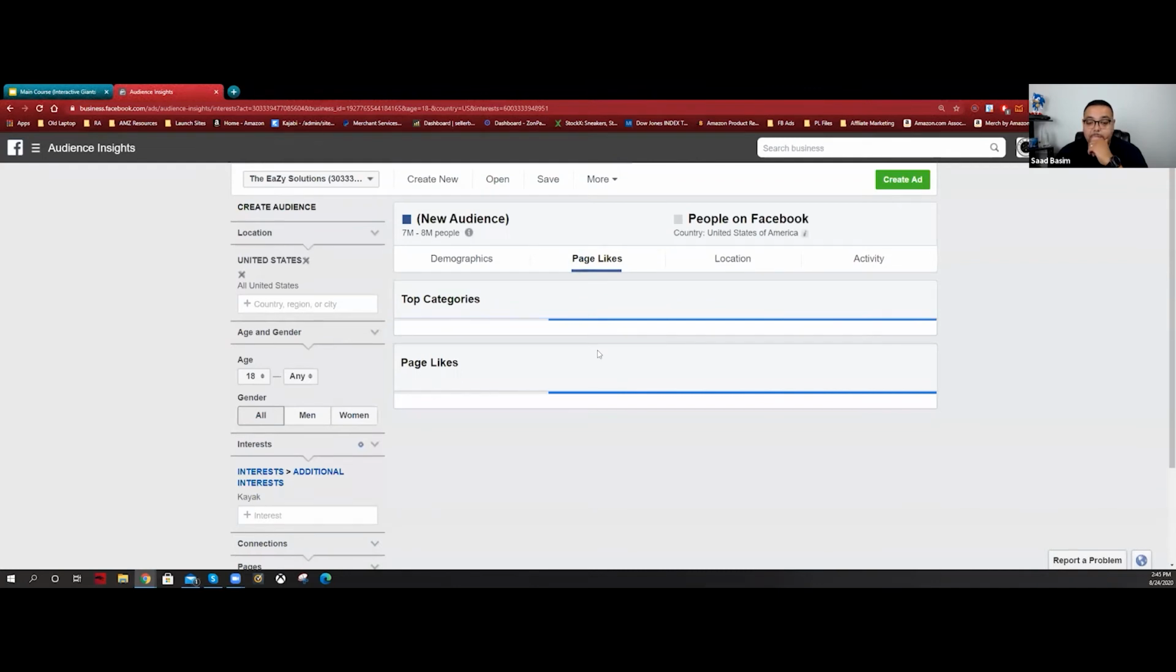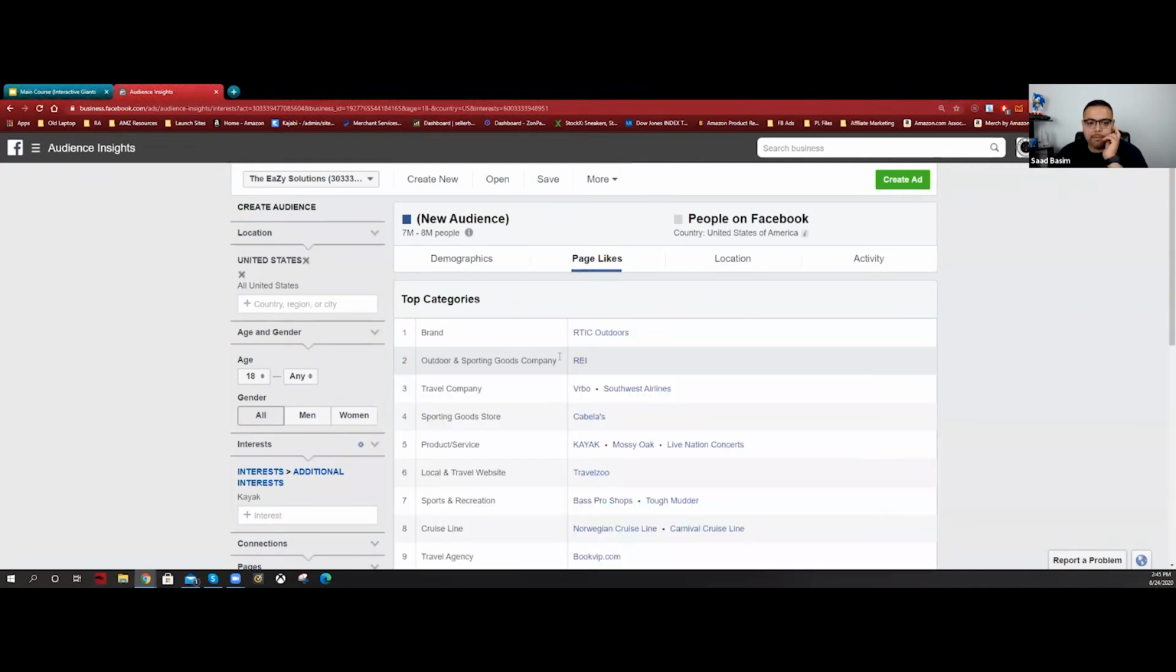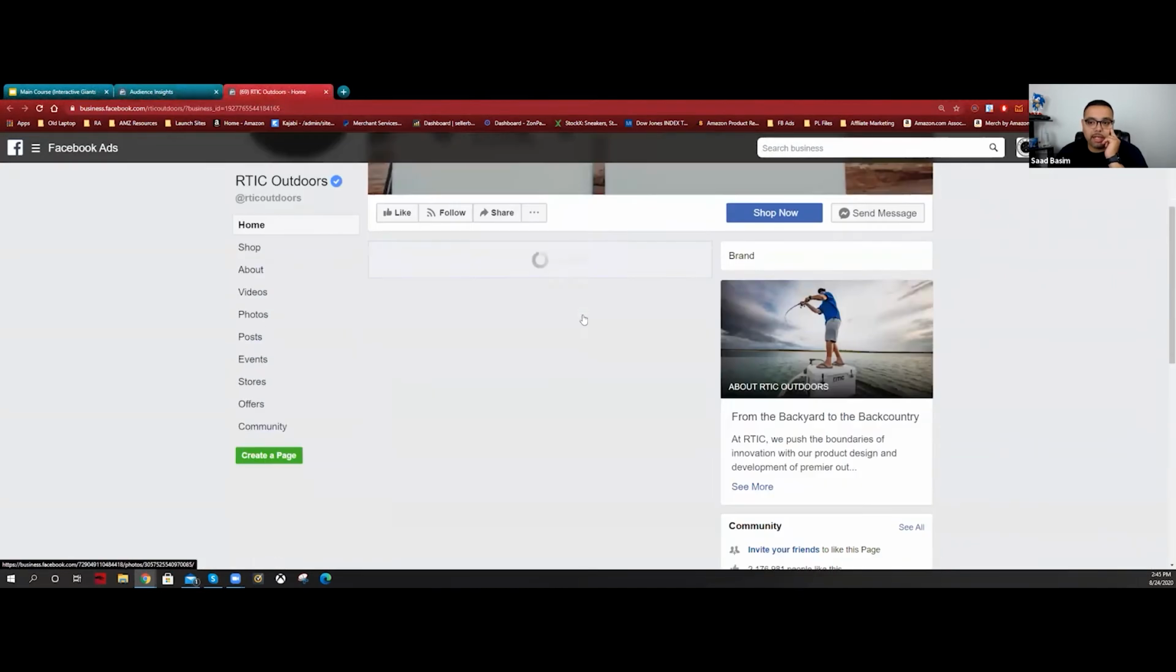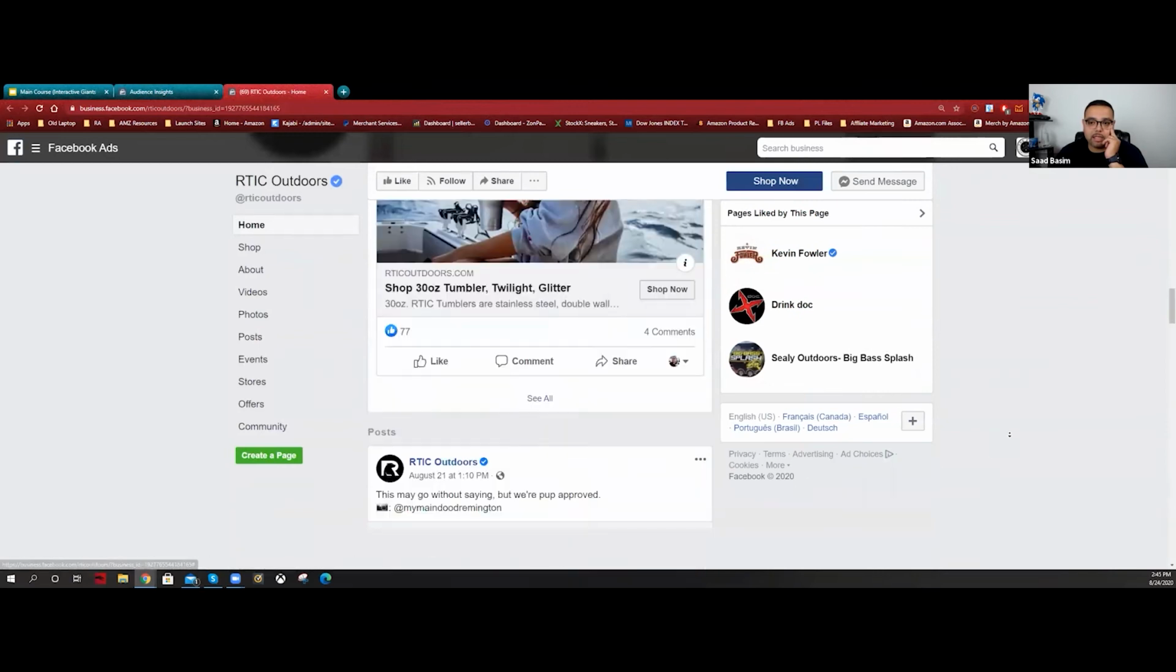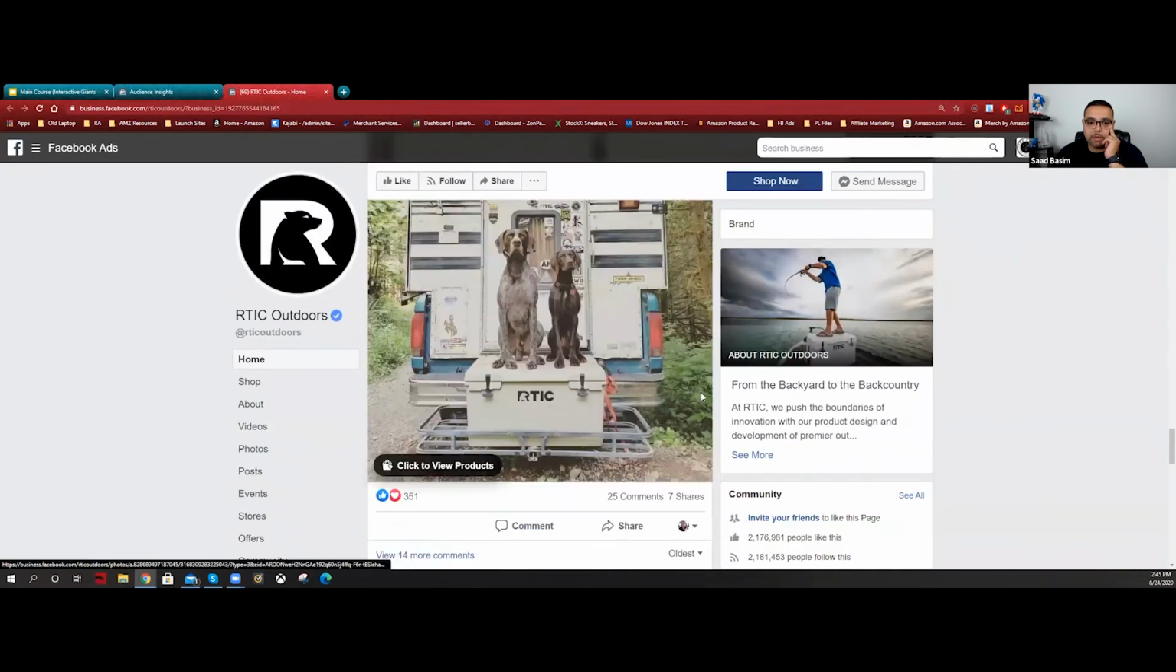Let's see the pages. The pages are really cool. I like the pages a lot. Here I can look more into brands. I can look at what they're doing. I can go to their website. Let's see what Shop Now has. Let me see the Shop Now.